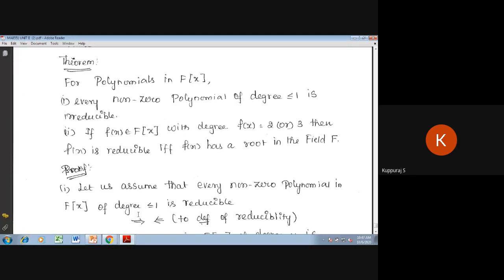So we have to prove that every non-zero polynomial of degree less than or equal to 1 is irreducible. Any polynomial whose degree is less than or equal to 1 is irreducible. That is the first one. The second one is that when the degree of the polynomial is equal to 2 or 3, f of x is reducible if f of x has a root in the field F. If f of x has a root in the field, then f of x with degree 2 or 3 is reducible. This can be proved now.